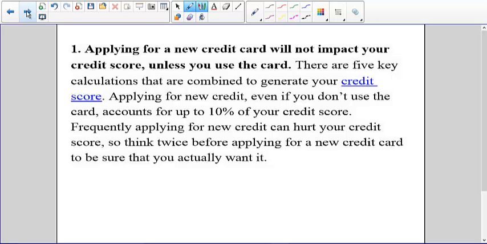So here's just a few things in terms of your credit score. I copied these from the internet. If you apply for a new credit card, it doesn't affect your credit score unless you take out a lot of credit cards at a single time. They figure if you're trying to open all these credit cards, it's because you're desperately in need of money. So they read that into it.